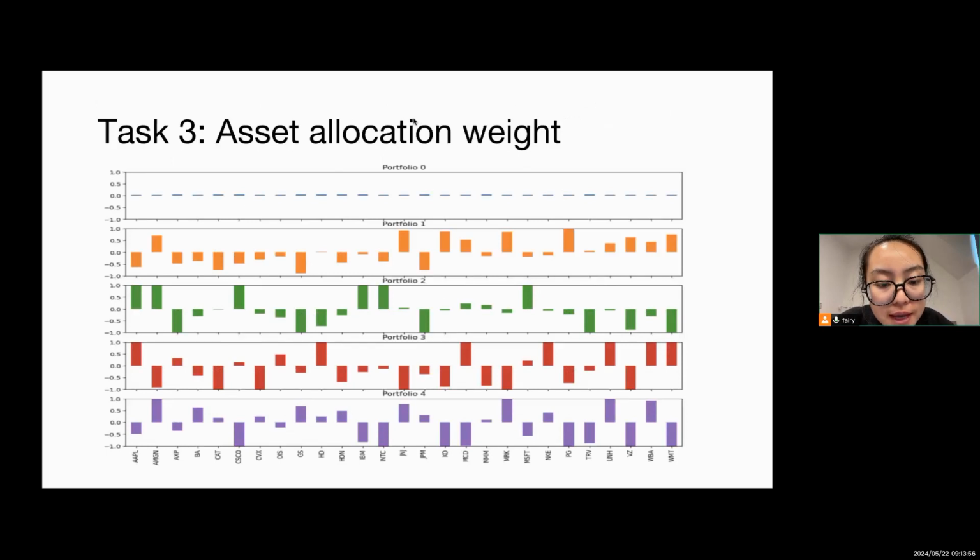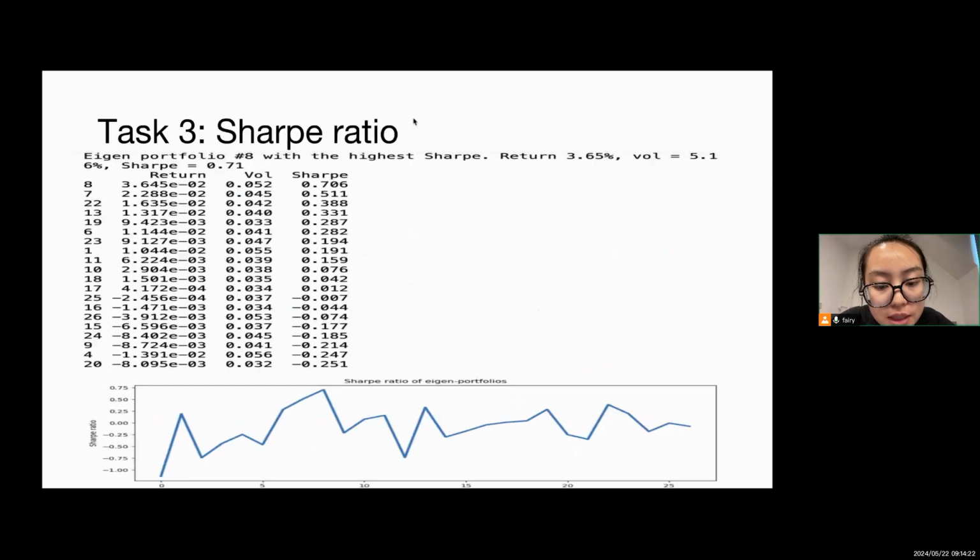When using PCA to assign weights to assets in a portfolio, each eigenvector needs to be normalized. I found that with these principal components, it is possible to construct multiple independent portfolios, each capturing a different risk factor, thus allowing for diversification. Next, looking at the Sharpe ratio, I found that eigenportfolio 8 has the highest Sharpe ratio, indicating that eigenportfolio 8 performs the best in terms of risk-adjusted return.